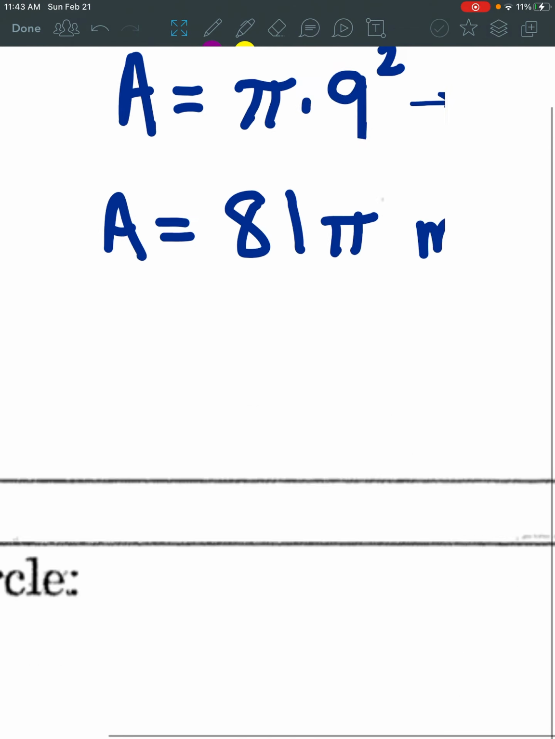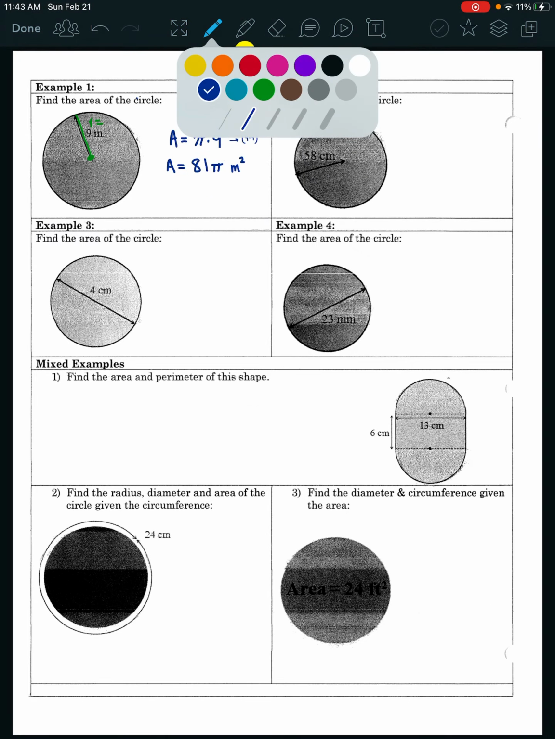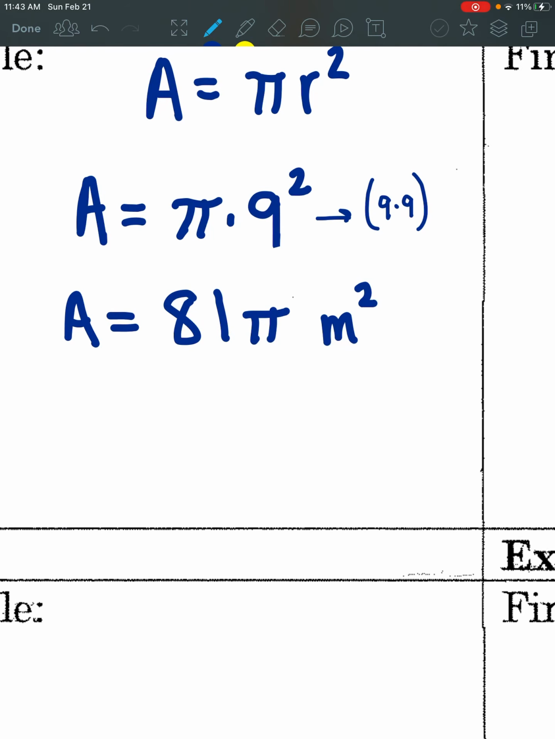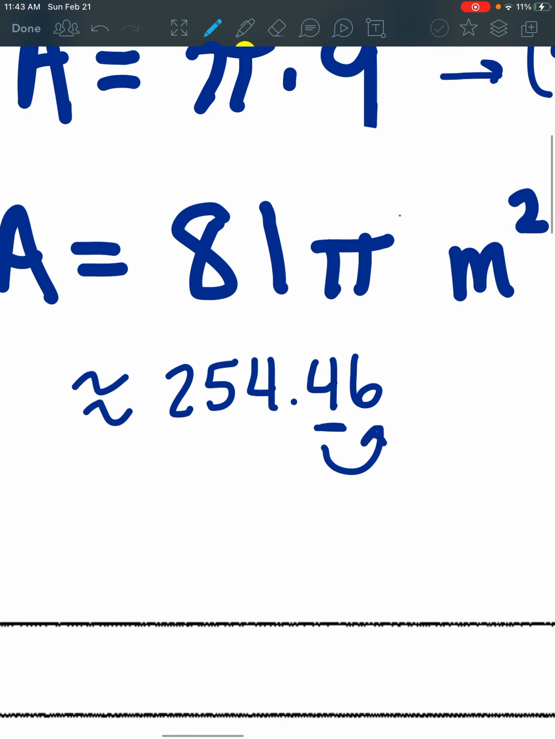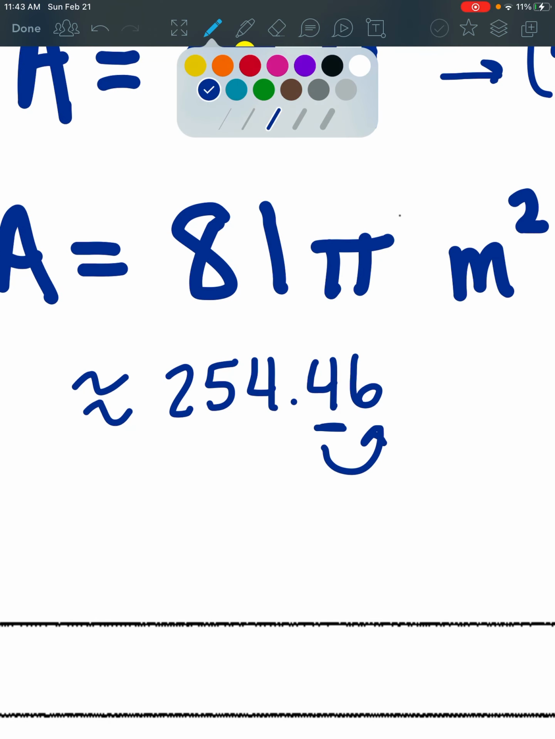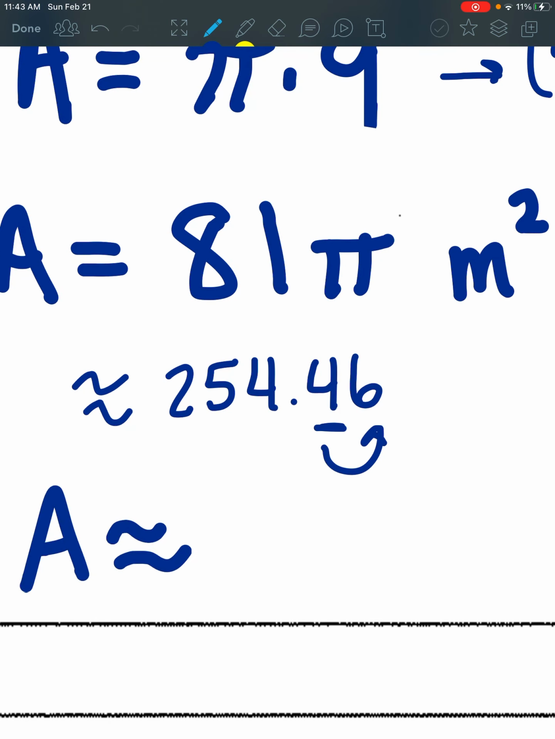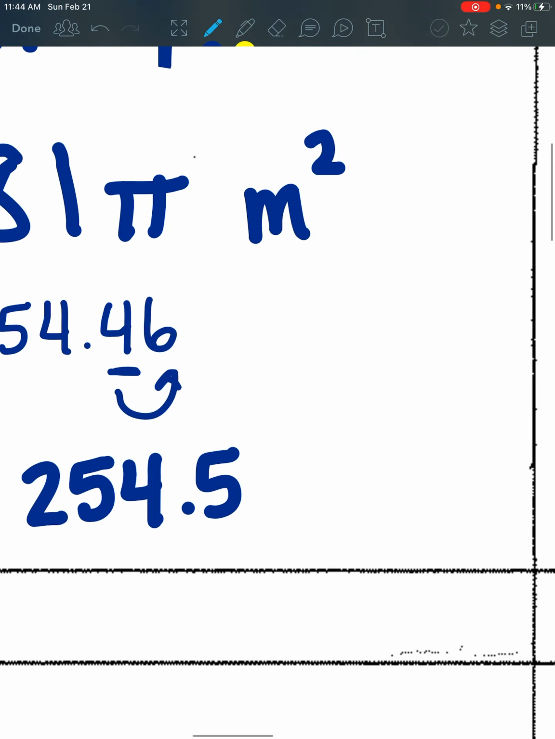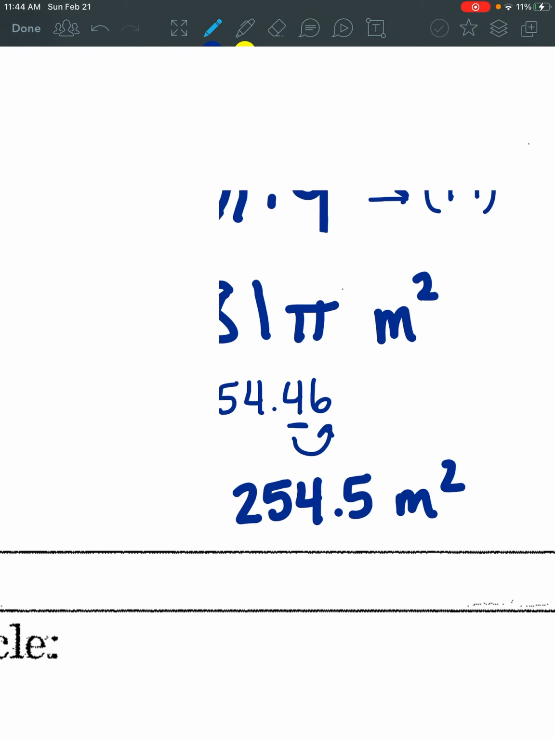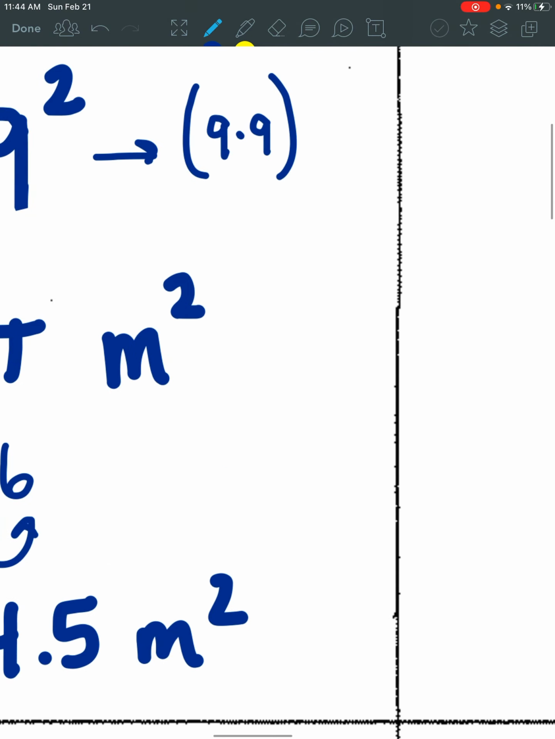So 254.46. And then remember, we want to round to the nearest tenth. So if we round to that nearest tenth, we're looking at the number next to it. The 6 tells us we need to round up. So the rounded answer would be 254.5 meters squared.